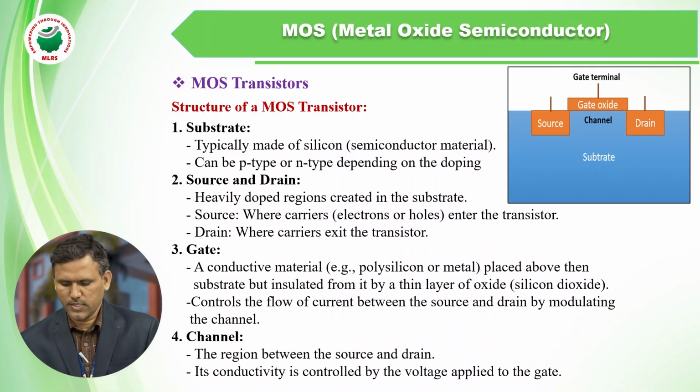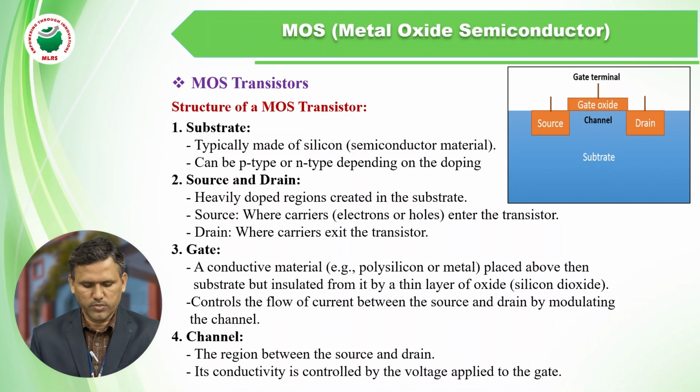Here you can see the MOS transistors. So here source, gate, drain. There are three terminals, and the substrate. Here is the gate terminal. So the structure of the MOS transistor consists of substrate, source, drain, gate and channel. So first one is substrate.